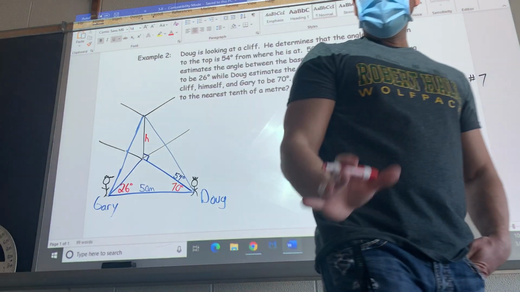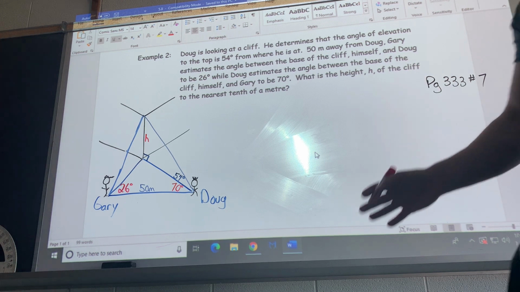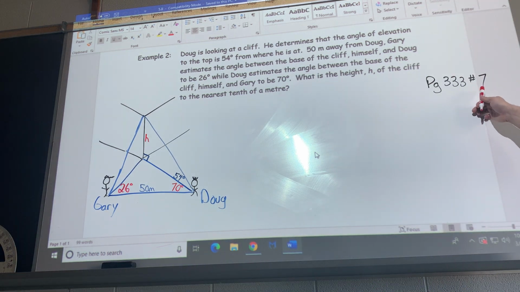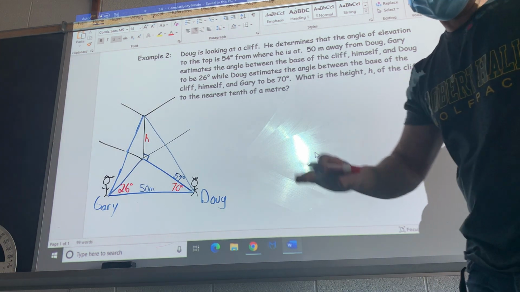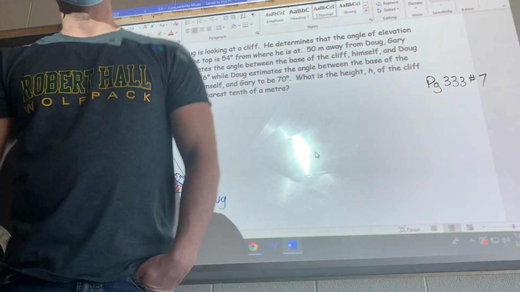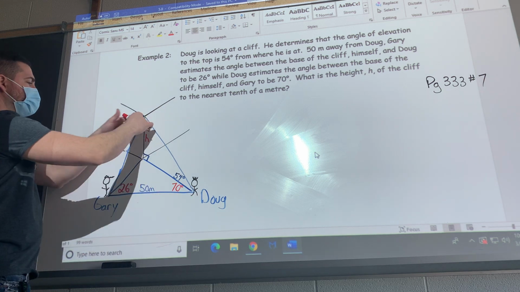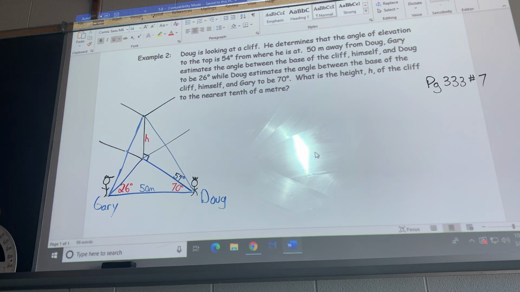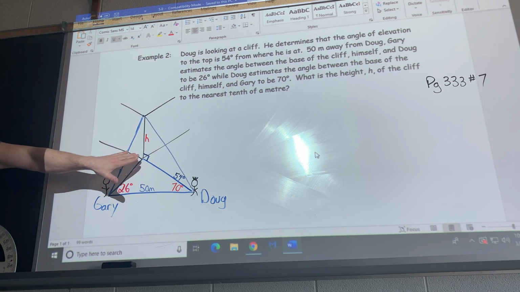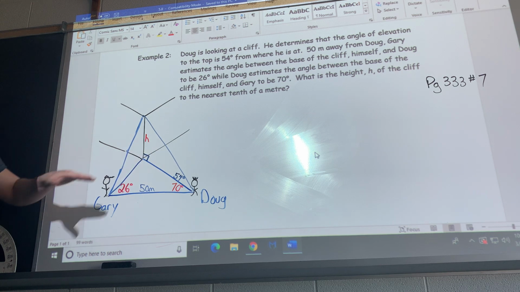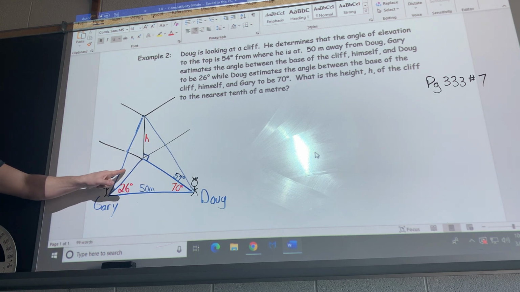So again, I tried to draw something similar to page 333, number 7. You can see two guys looking up at a princess. Same idea. This is the cliff. We have two people looking to the top of it. Let's work backwards. We're looking for H. There are two triangles that H is connected to. One of the triangles has no information, and the other triangle has one piece of information.